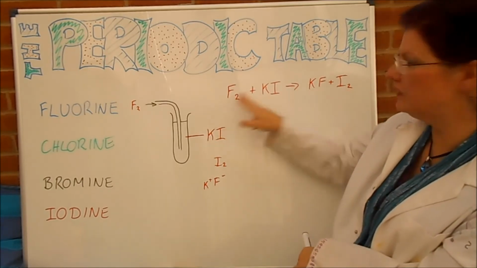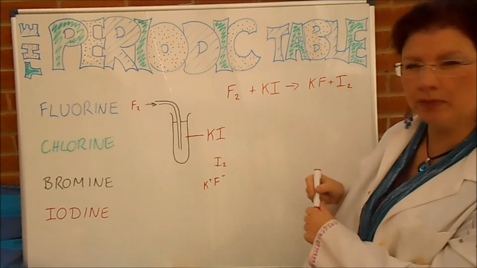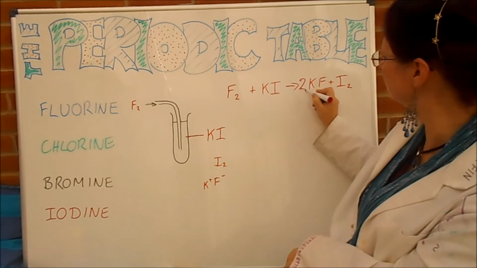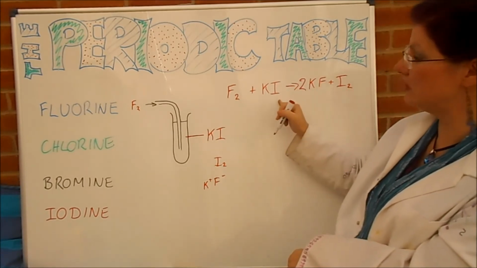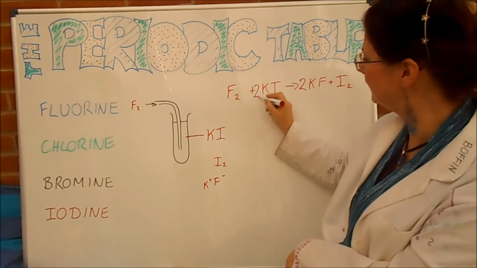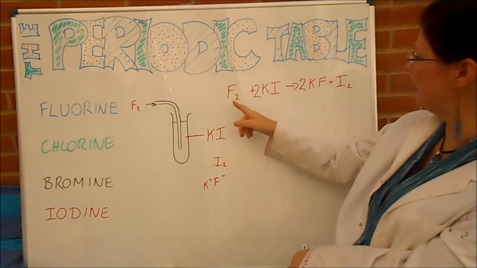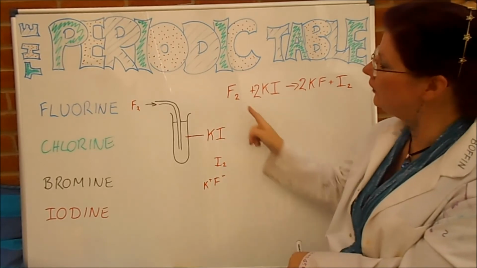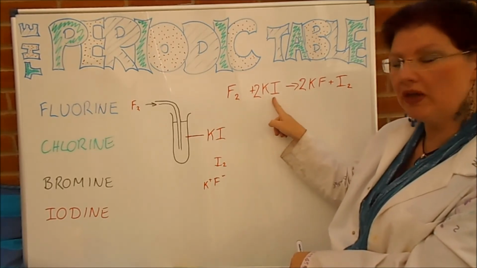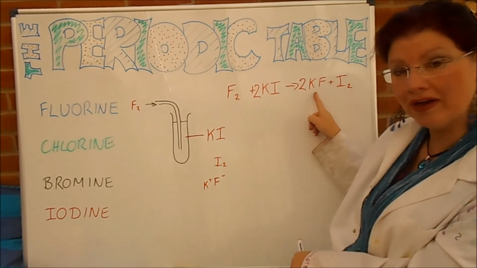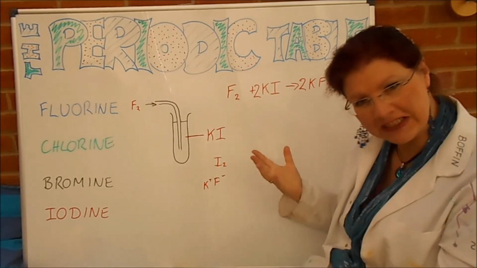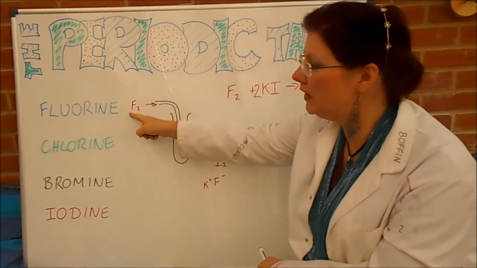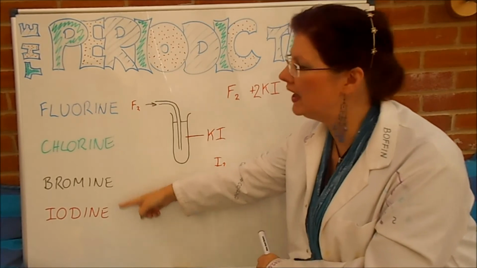We've got 2 F's going in and only 1 coming out, so we better double that. And we've got 2 I's coming out and only 1 going in, so we better double that. And I think everything's balanced now, so 2 K's, 2 K's, 2 I's, yeah, that's all right. So fluorine gas plus potassium iodide gives you potassium fluoride plus iodine. Displacement. Fluorine will displace iodine because it's more reactive.